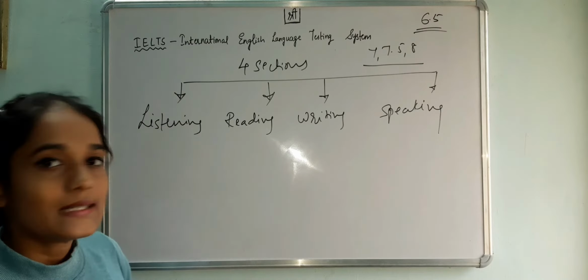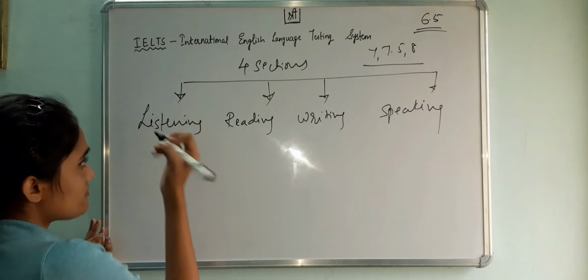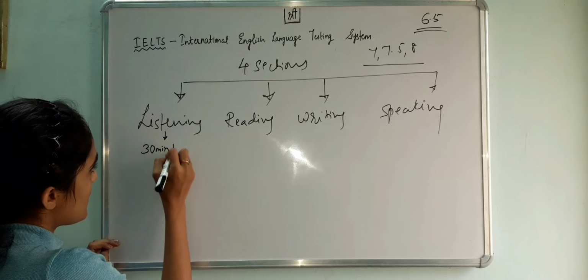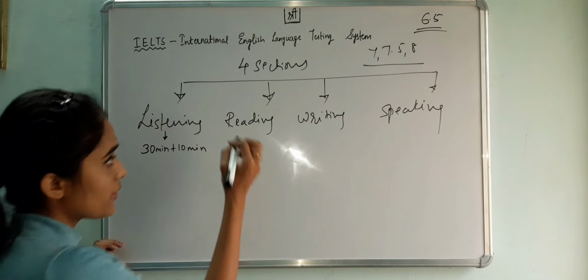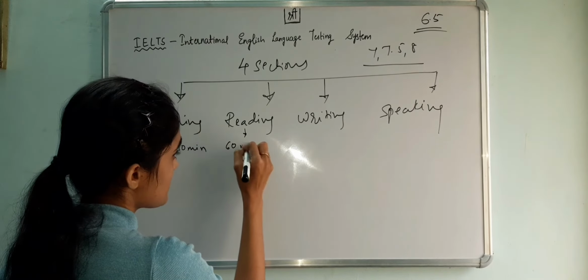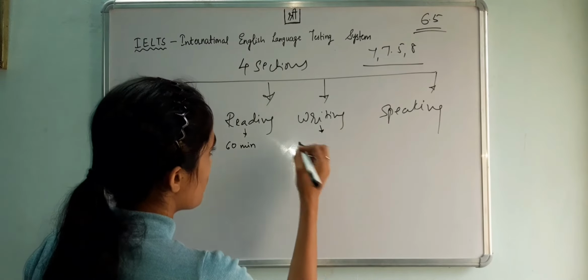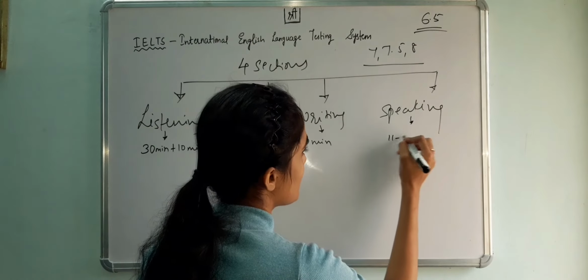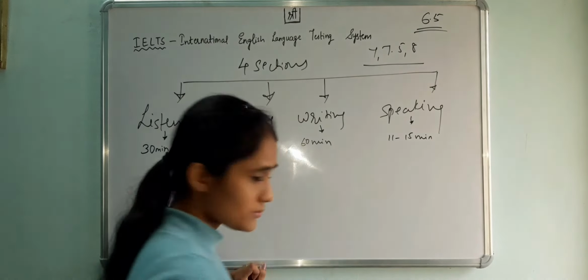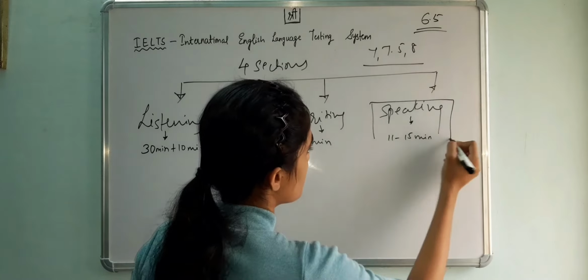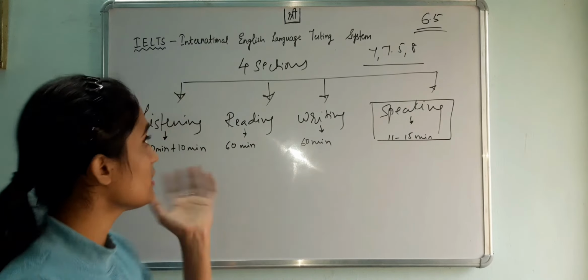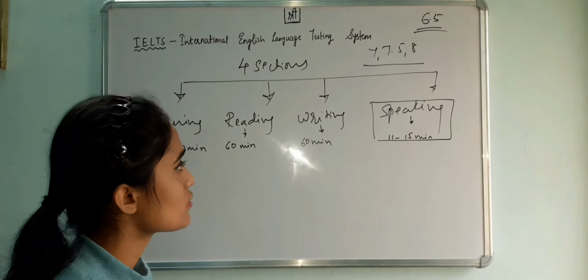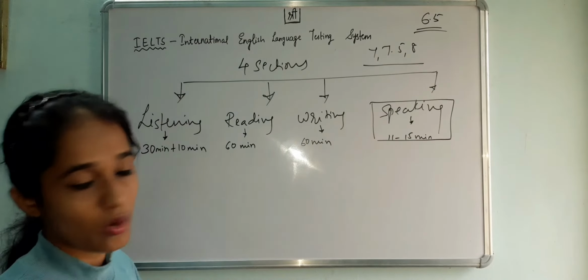If not, just try. Okay, so the listening exam is for 30 minutes plus 10 minutes. Reading is for 60 minutes. Writing is for 60 minutes. And speaking is for 11 to 15 minutes. The speaking exam is conducted on a different day, like it might be before the main test date or after the test date, within a gap of 1 week. So you just have to choose whichever you want.